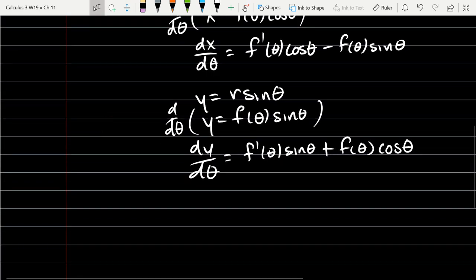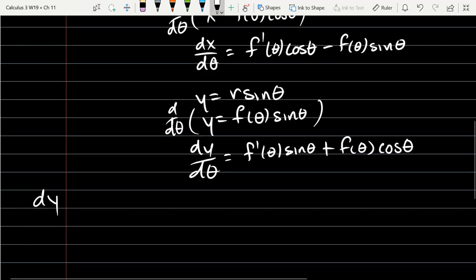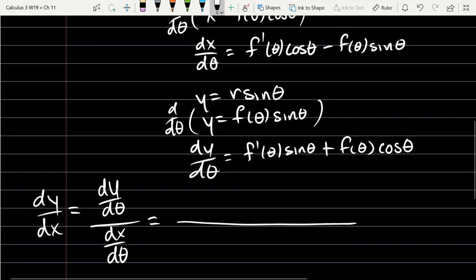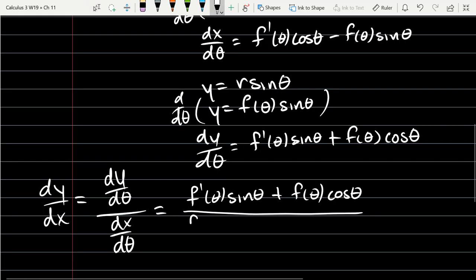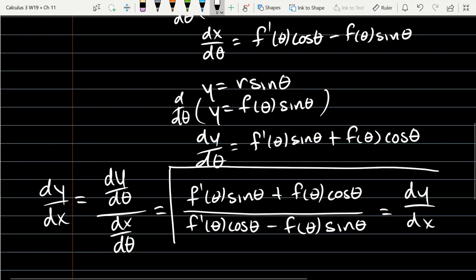All right, now what we're gonna do is treat these like fractions. So we're gonna manipulate dy over dx algebraically. This is also the chain rule. So we're going to write it as dy over d theta divided by dx over d theta. And we have a version for each of these. They're written right on the board here. So our numerator is the dy d theta, f prime theta sine theta plus f theta cos theta, divided by f prime theta cos theta minus f theta sine theta. So this is super important and hard to remember, so I'm going to rewrite the equals dy dx and put it in a box. So I recommend you get this on your cheat sheet. It is definitely not easy to remember.